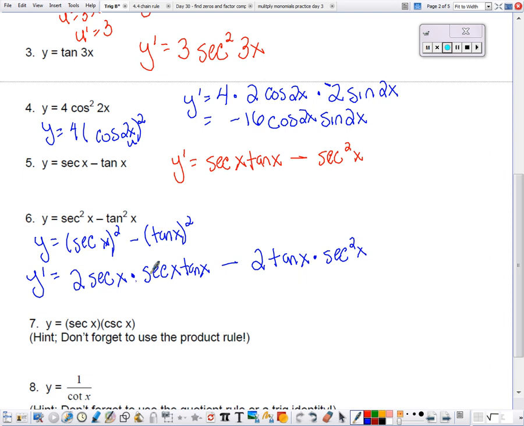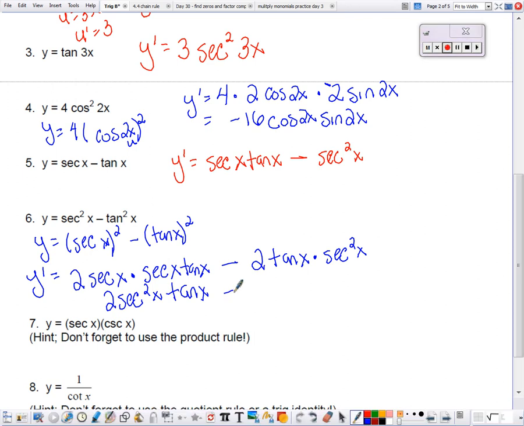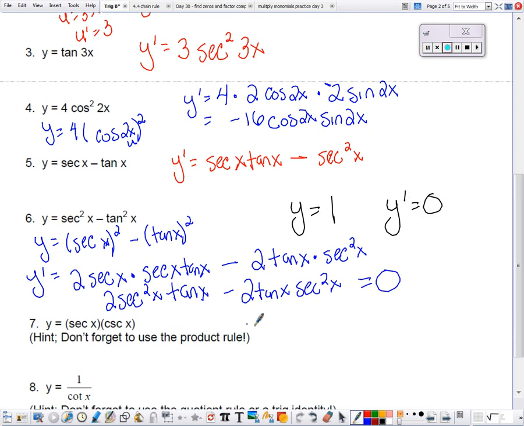And now I notice here, secant times secant I can combine together. And then I'm going to bring down this other piece. And I notice I have this term minus itself, so that really equals 0. Now if you remember your trig identities, secant squared minus tangent squared, that's really just 1. So now the derivative of 1 is 0. So it's easier if you use your identities sometimes than going through all of the trig work.